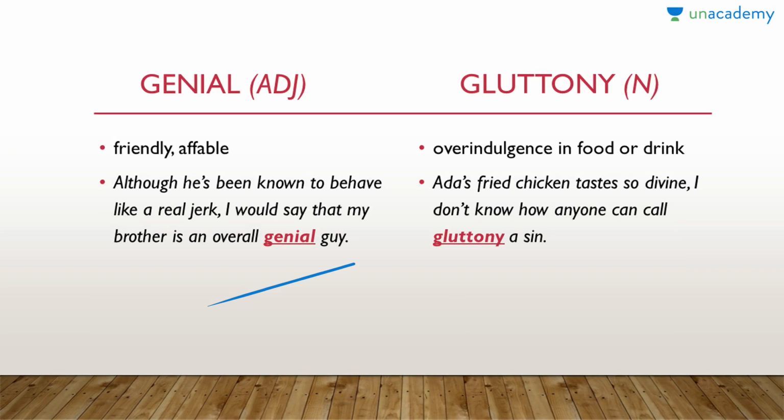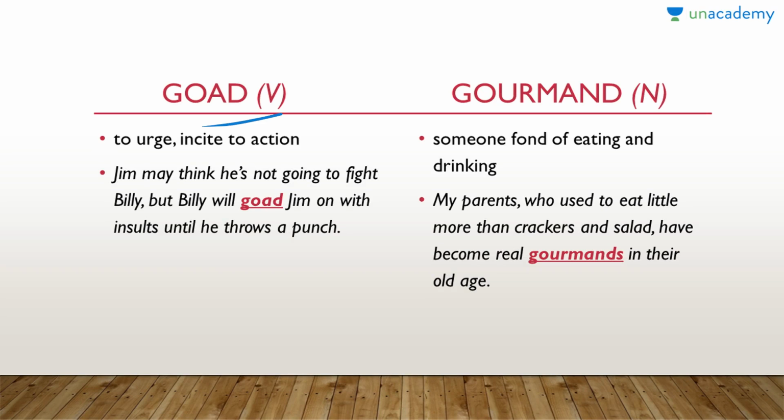Genial is an adjective, which means friendly, affable. In a sentence, it'll be, although he's been known to behave like a real jerk, I would say that my brother is an overall genial guy. Gluttony, noun. Overindulgence in food or drink. So in a sentence, it'll read, Ada's fried chicken tastes so divine, I don't know how anyone can call gluttony a sin.